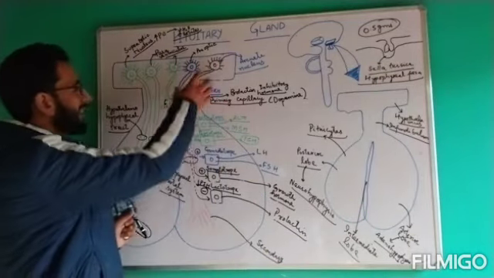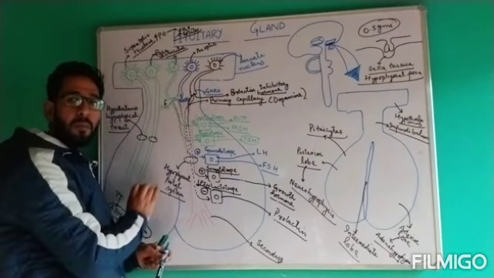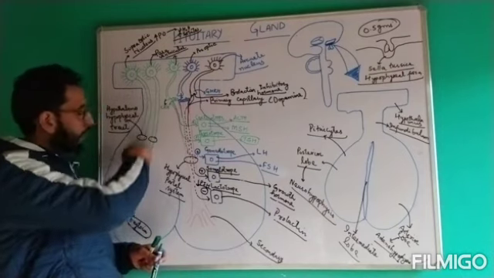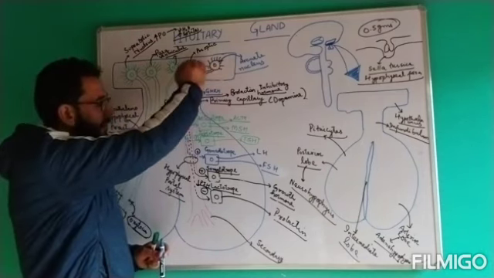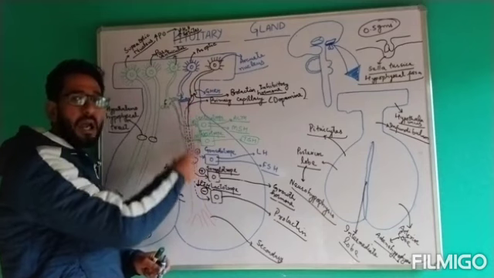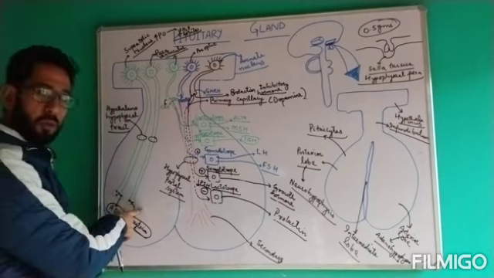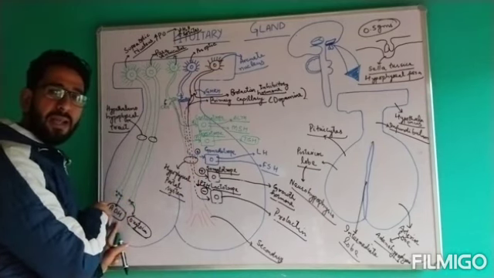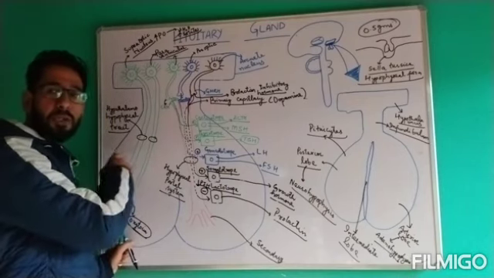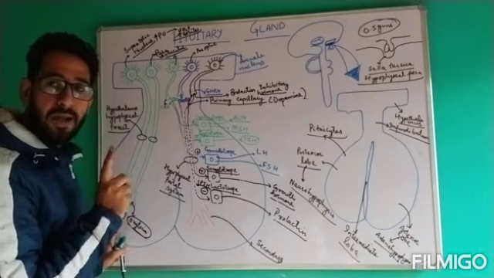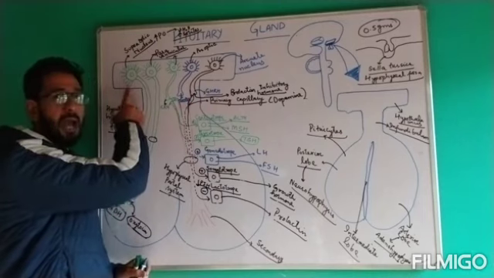Then we talked about the connection between the hypothalamus and the pituitary gland. The connection between the hypothalamus and the posterior pituitary is the hypothalamo-hypophyseal tract, and the connection between the hypothalamus and the anterior pituitary is the hypophyseal portal system. Then we saw the different hormones secreted by the posterior pituitary. There are two: ADH, antidiuretic hormone, and oxytocin. But remember, the posterior pituitary is not a true endocrine gland, because the hormones secreted from here are actually synthesized in the hypothalamus.